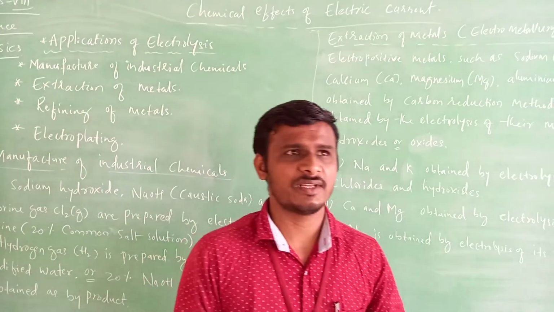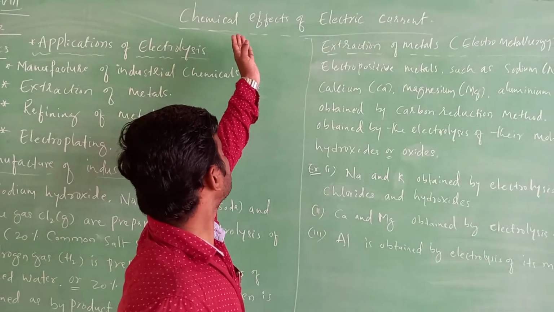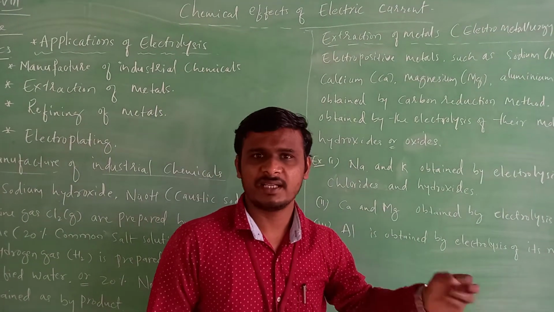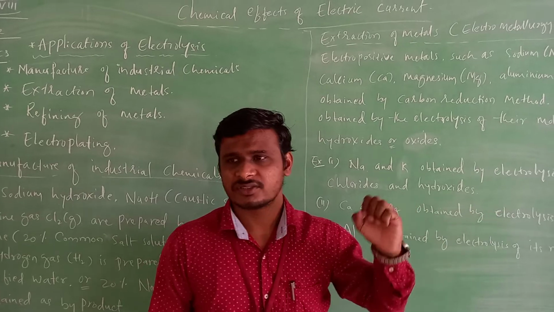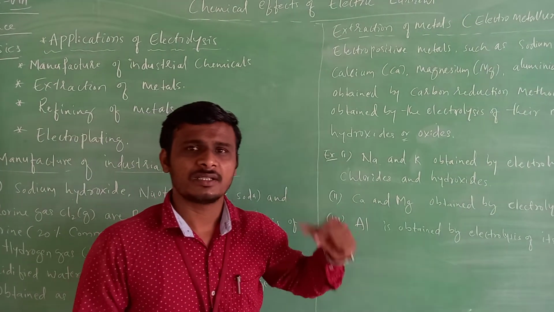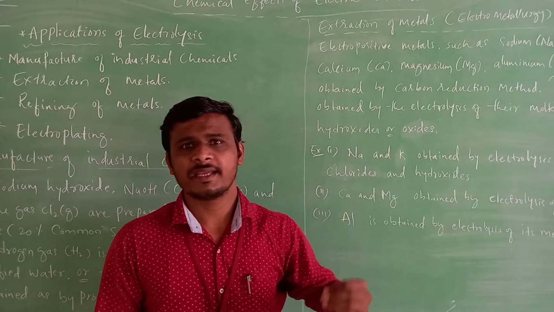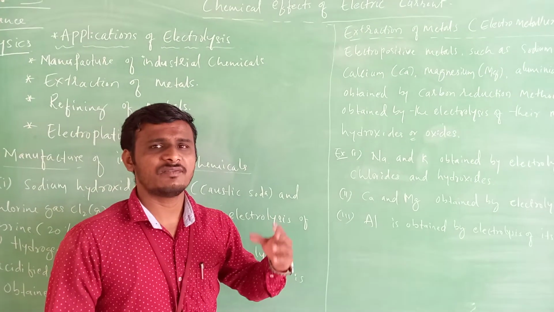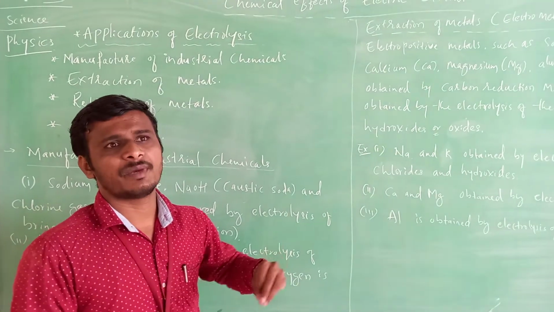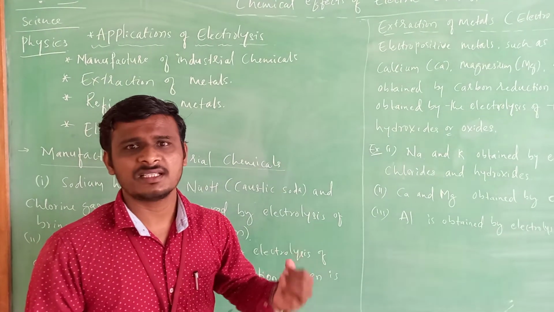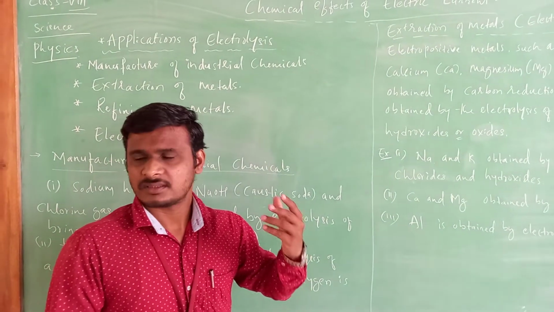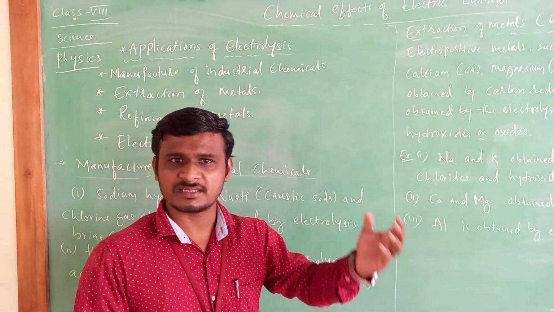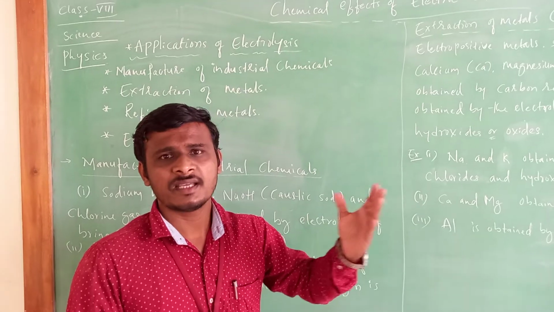From last class onwards, we are discussing the lesson chemical effects of electric current. In that we have discussed the topic chemical effects of electric current. Last class we discussed electrolysis. Right? So what do you mean by electrolysis? It means the process of decomposition by the application of electricity; we call it electrolysis.